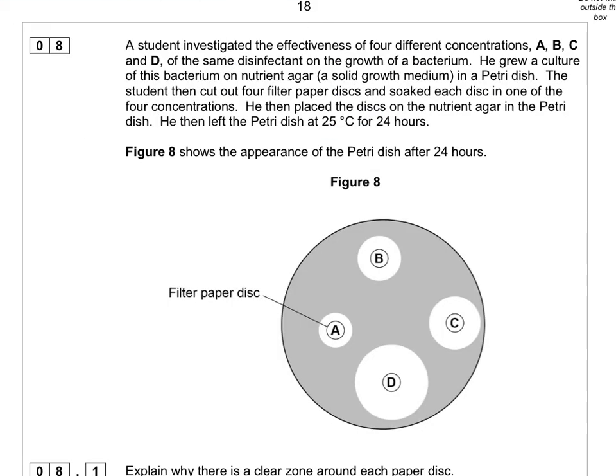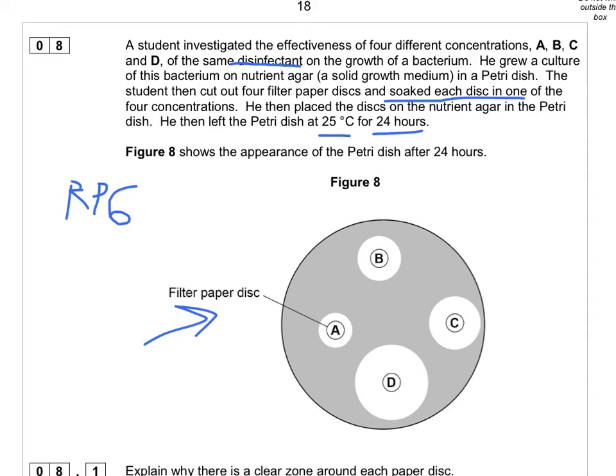Okay, this next question, 8, is related to one of your required practicals, required practical 6, where it was looking at aseptic techniques to investigate the effect of antimicrobial substances on microbial growth. It tells you that they looked at 4 different concentrations of the same disinfectant, grew a culture on the agar in a petri dish, and then they cut out 4 filter paper discs, soaked each disc in one of the 4 concentrations, and then placed them in the nutrient agar, 25 degrees, 24 hours. And then there are the results.